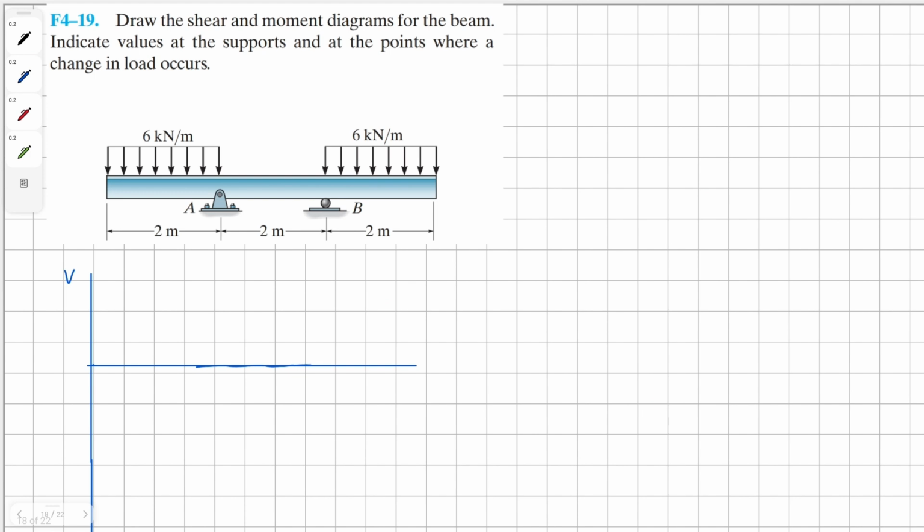Draw the shear and moment diagrams for the beam. Indicate values at the supports and at the points where a change in load occurs. To begin, let's convert our distributed loads into point loads. Because they're symmetrical, we just need to solve for one side, and it's going to be 6 times 2, which is 12 kilonewtons. And both of these are 1 meter away from point A and B respectively.